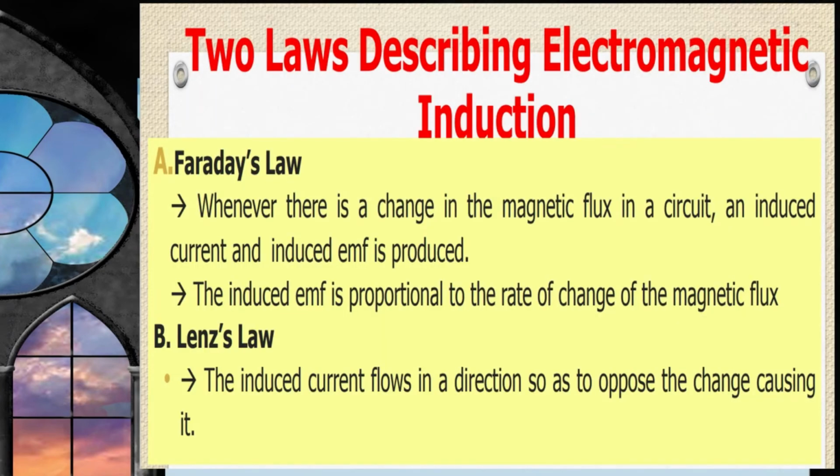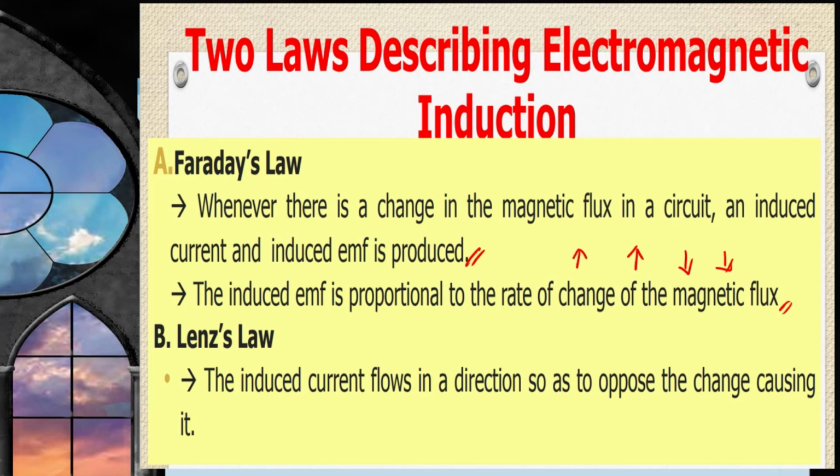So aside from that, let's have first the two laws describing the electromagnetic induction. According to Faraday's law, whenever there is a change in magnetic flux in a circuit, an induced current and induced EMF is produced. So the induced EMF is proportional to the rate of change in the magnetic flux. Meaning to say, if the voltage is higher, the magnetic flow is also higher. The other way around, if the voltage is low, the flow of the magnetic field is also low.